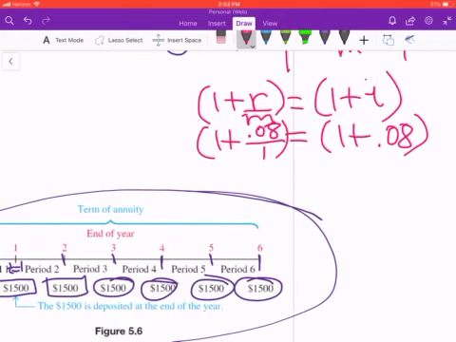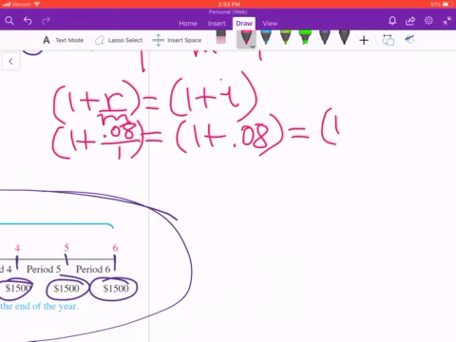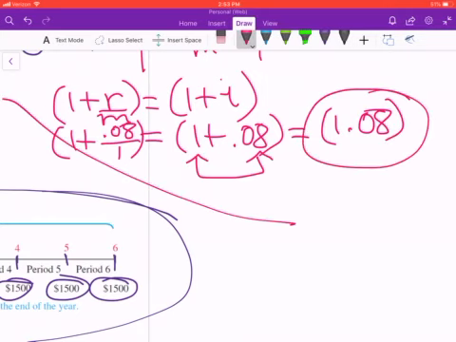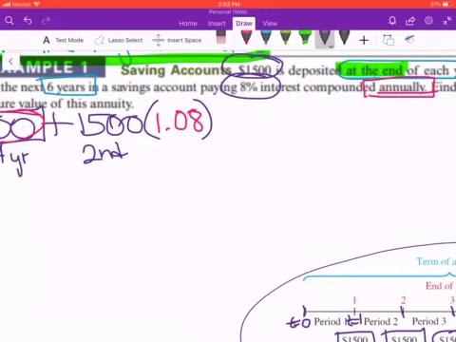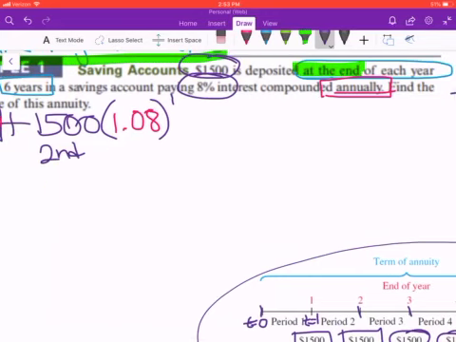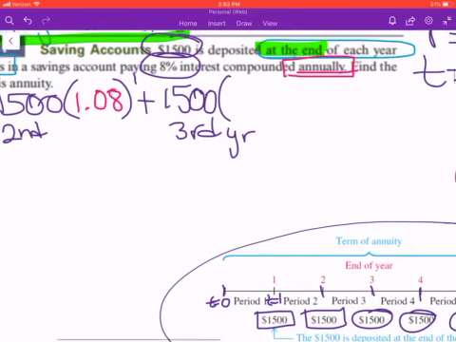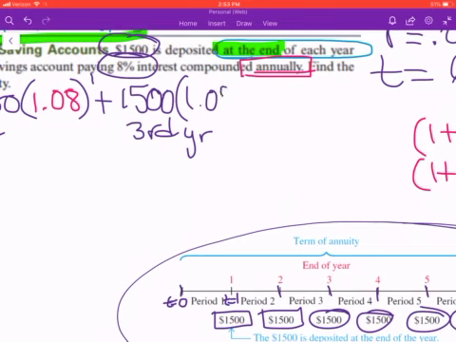So if we add those two numbers, we will get 1.08. And so that's what we're going to use for the interest that is being accumulated every year, 1.08. In this case, it is multiplied to the power 1. Now for the third year, we're going to deposit another $1,500, and then this will earn 1.08, but now to the second power.